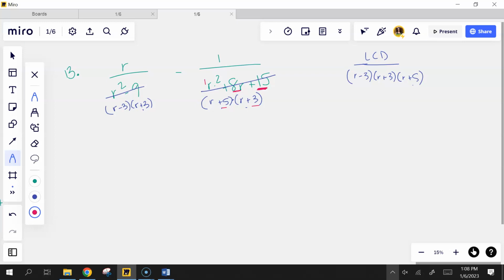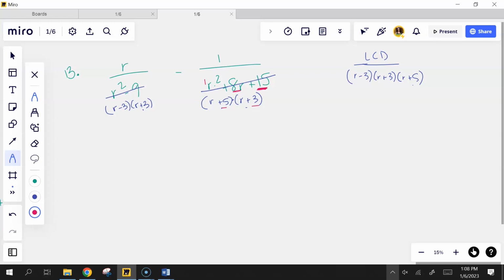I got confused about like number 11. Whatever you need to actually distribute, only worry about distributing in the numerator. Leave the denominator.